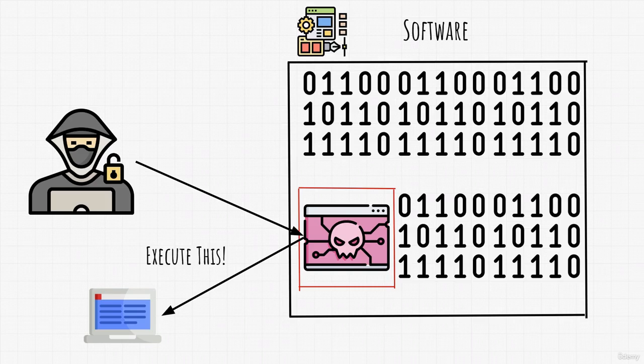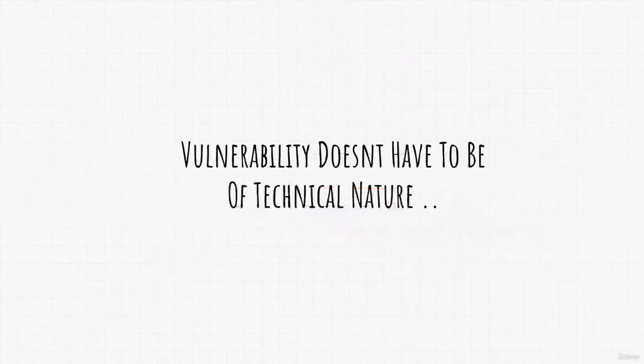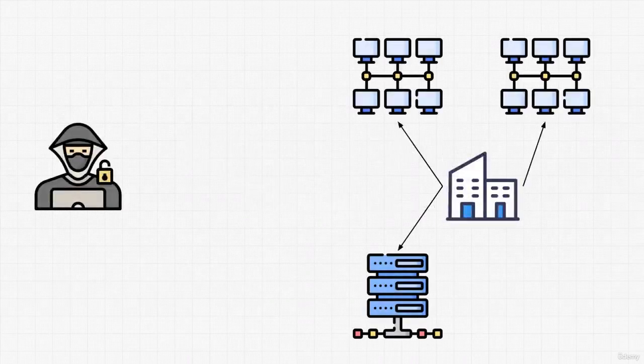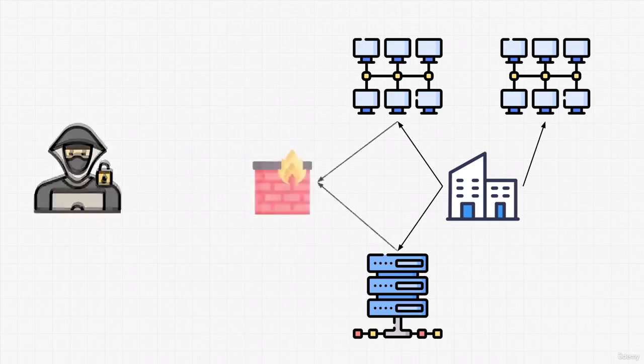However, all of this makes sense if the target has a vulnerability. But remember, vulnerabilities don't always have to be of technical nature. Imagine a company with a bunch of networks, servers and machines, fully secured and also protected by the best firewall. No security holes, no vulnerabilities. We can't even scan the target to figure out its infrastructure because its protection is so good.